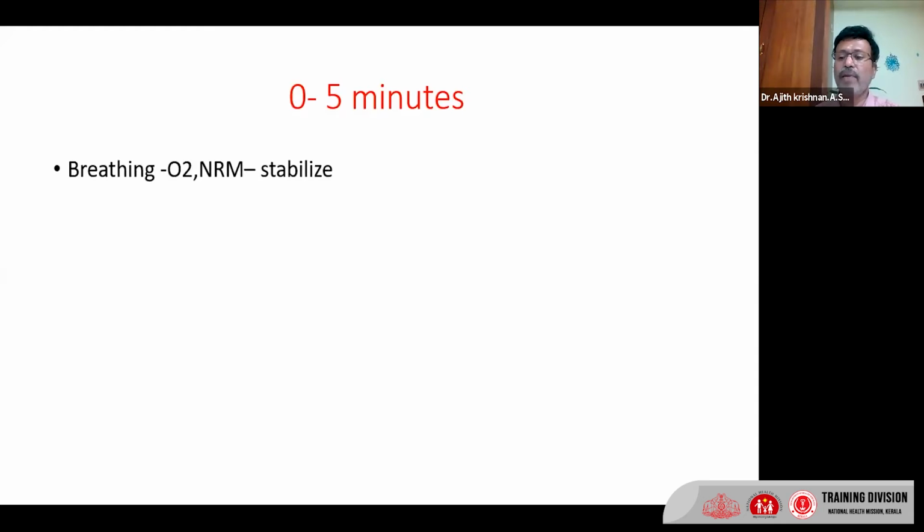Usually in shock you'll get increased breathing. Respiratory rate will be increased, because in shock there is accumulation of acids, and the acids have to go out. So you'll get an increased respiratory rate, and then you see what about the breathing? If the child is having hypoxia, or respiratory failure, then you have to give oxygen, and if the saturation is low, you have to give an NRM and stabilize the child.